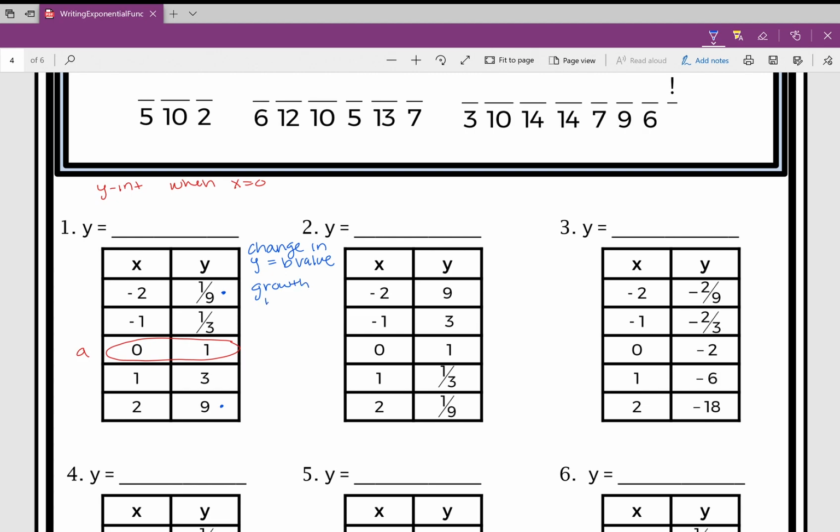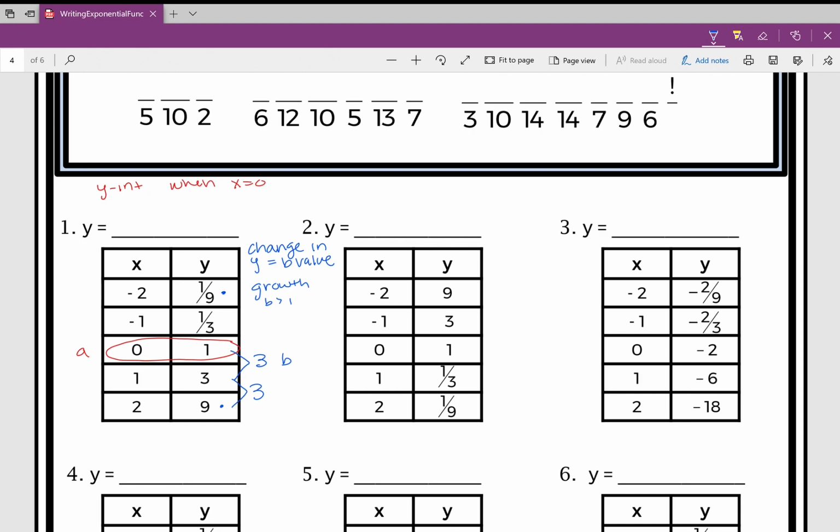So we know that b is going to be greater than 1. And we just need to find what that growth is. So what number can you multiply? Let's start right here. What number can you multiply 1 by to get 3? The answer is 3. Same with here. 3 times 3 gives us 9. So if we look through the whole table, we know that the change in y, or the growth, is by 3. So 3 is our b value.